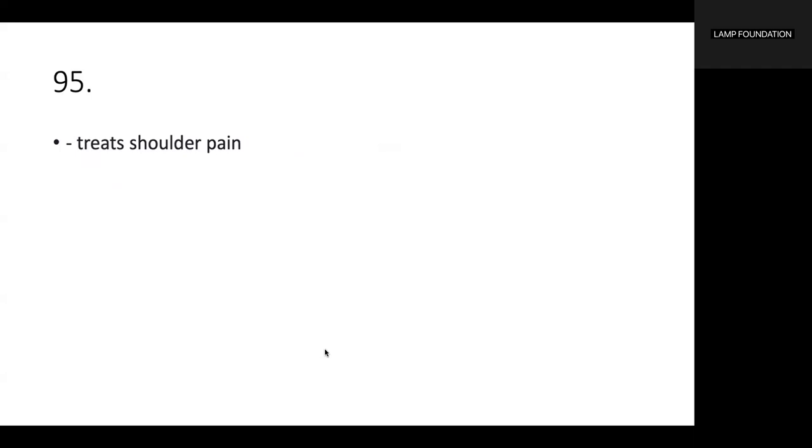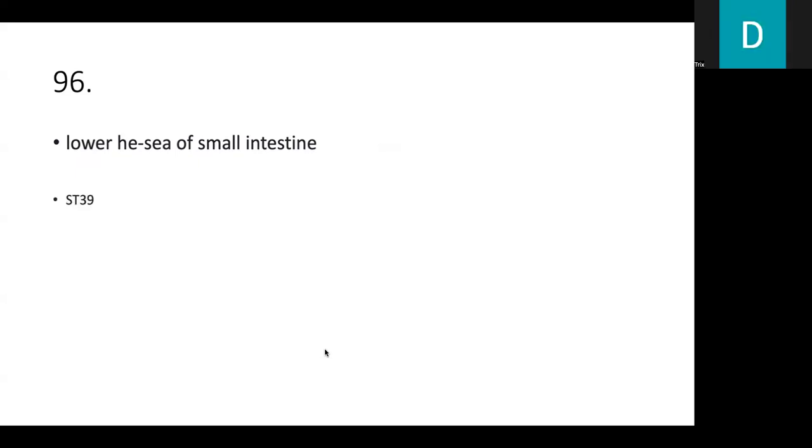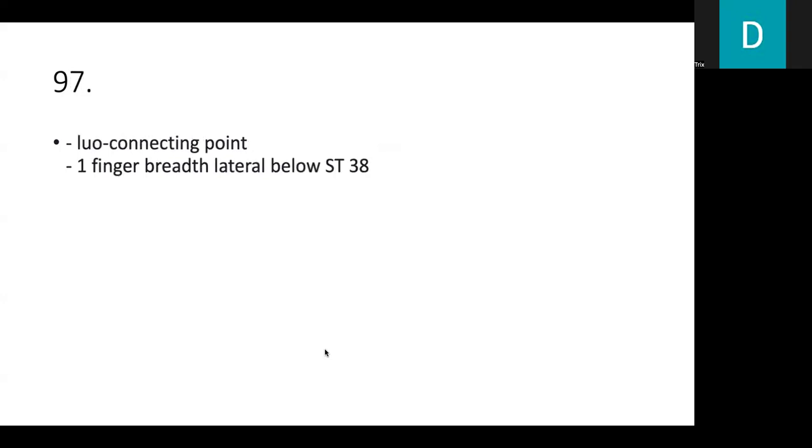Okay, the stomach point that treats shoulder pain. Stomach 38. Ipsilateral, okay. Lower he-sea point of the small intestine, stomach 39. Luo connecting point, 1 finger breadth lateral below stomach 38, stomach 40. Usually, if there is shoulder pain and you determine there is also phlegm, you might as well needle stomach 40 right away. Stomach 40, just below.